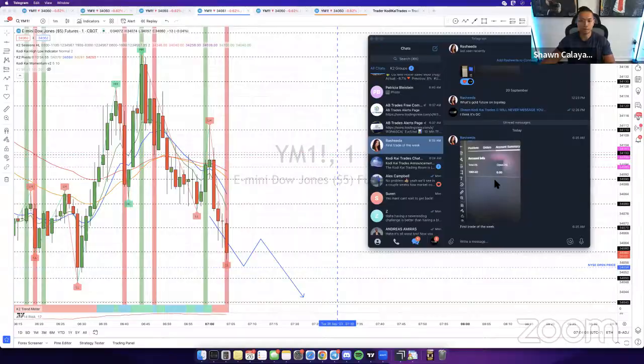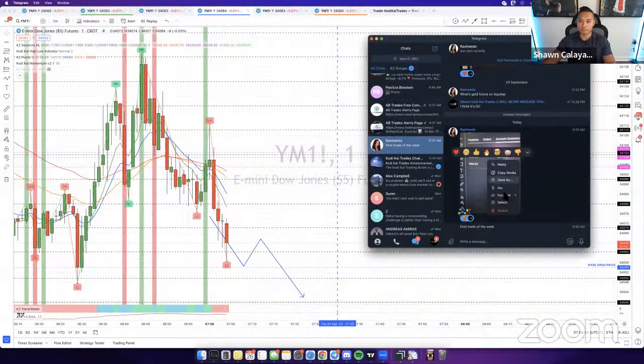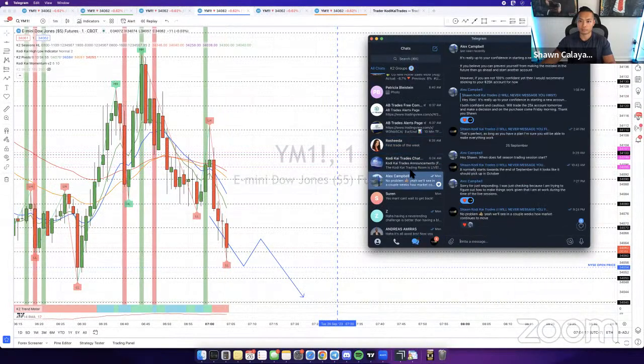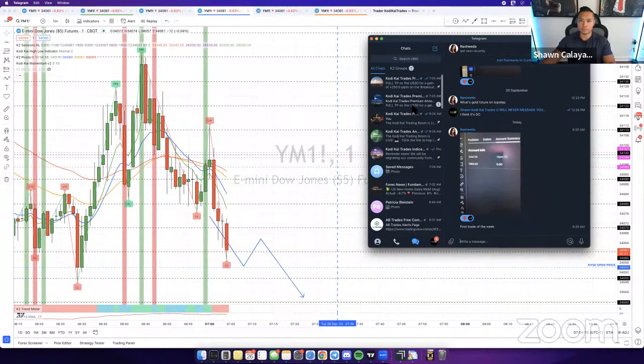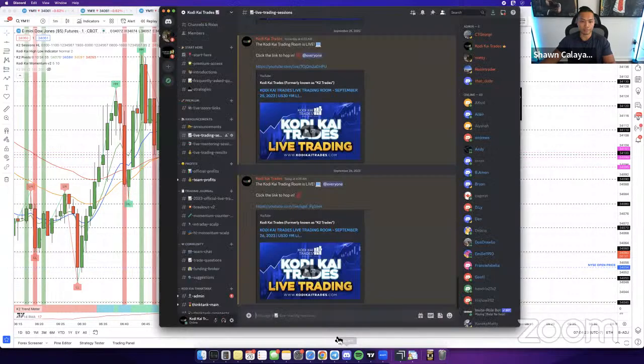Here's Rashida's trades for the day. She locked in a total profit of 1,984. Nice work, Rashida. Yeah, solid profits, guys. You guys are doing pretty good for today so far. I mean, it looks like a lot of you guys took a breakout with me, so that's where a lot of the profits came from.